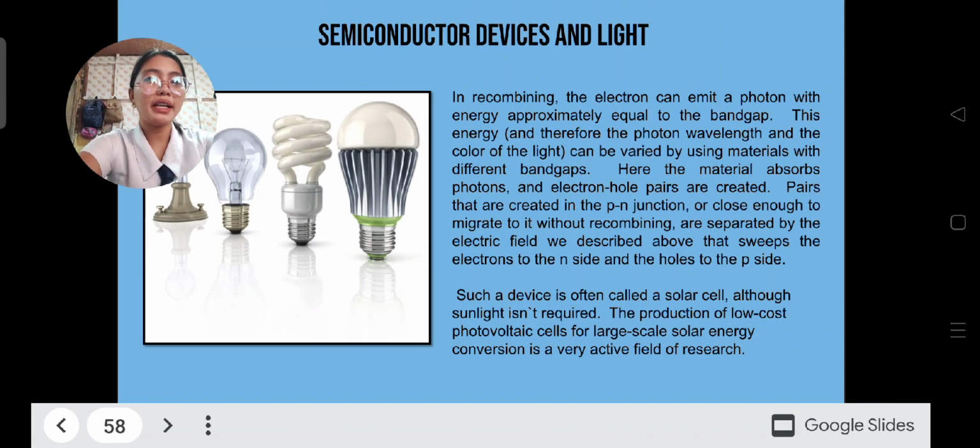So in recombining, the electron can emit a photon with energy approximately equal to the band gap. This energy can be varied by using materials with different band gaps. Here, the material absorbs photons and electron-hole pairs are created. Pairs created in the p-n junction, or close enough to migrate to it without recombining, are separated by the electric field we described above that sweeps the electrons to the n side and holes to the p side.